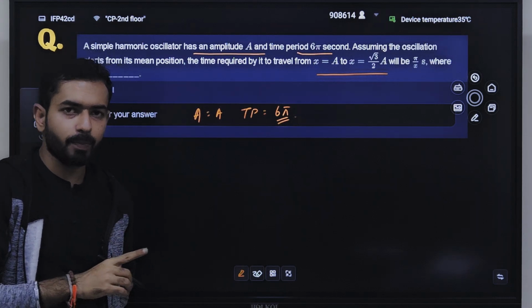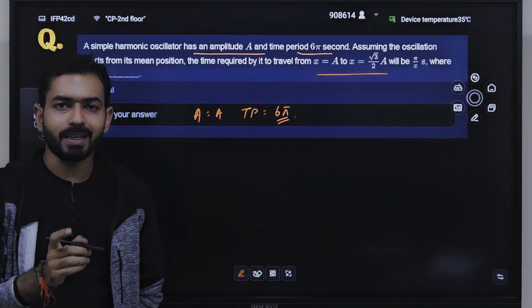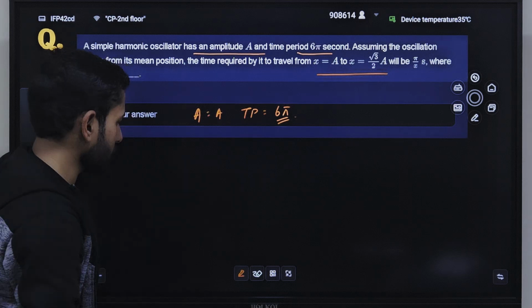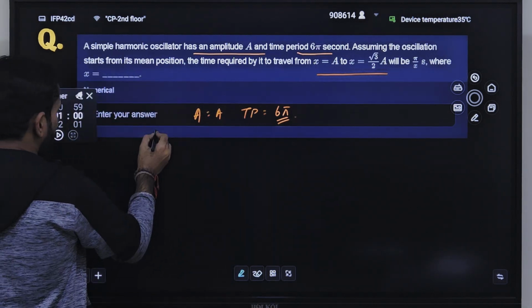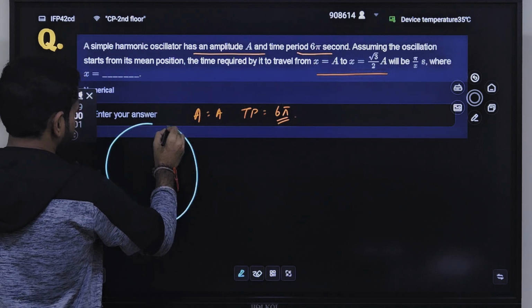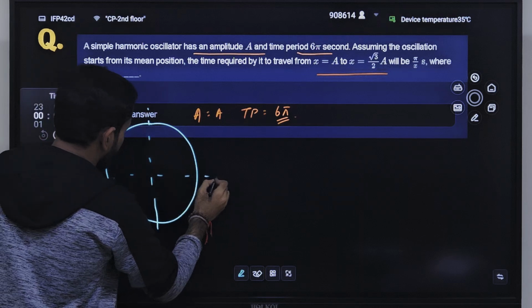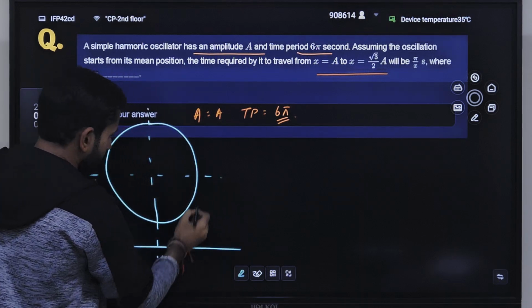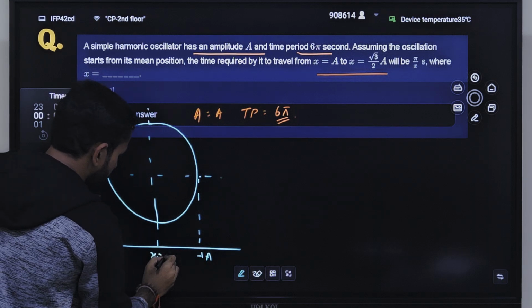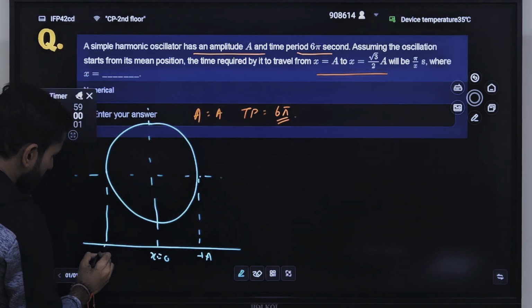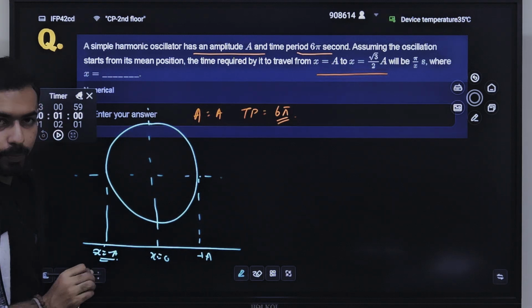I have told you in the previous example also, most of the questions from this topic will be finding the time: how much time will be taken from this position to this position. Now see properly what I am doing. Always make a circle for the movement of the particle. Now draw the projection. This is your positive extreme, this is your mean position, and this is your negative extreme. These are the three important things.